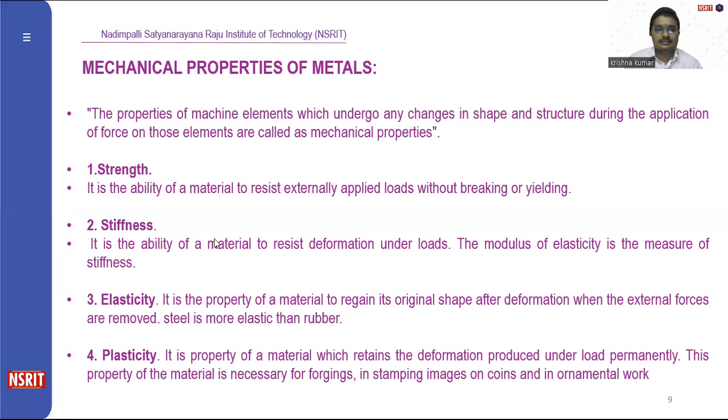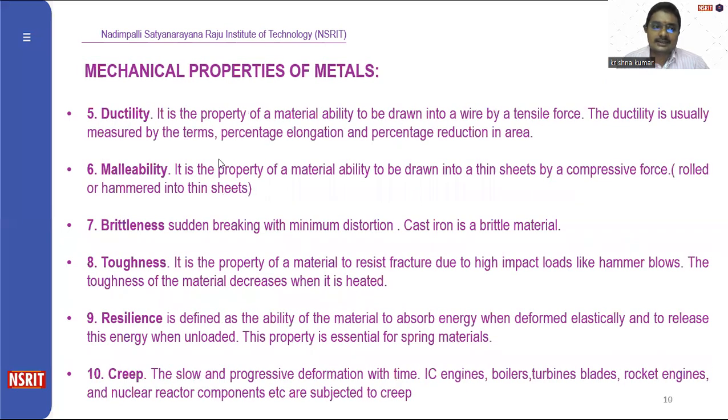So strength, the ability of the material to resist; stiffness, the ability to resist deformations; and elasticity. Likewise ductility, the property of the material that can be drawn into thin wires; malleability, the ability of the material to be drawn into thin sheets under compressive loading; brittleness. These things are better understood using the cast iron phenomenon, where the material is hard, but if any sudden load acts on that particular material, it may be damaged.